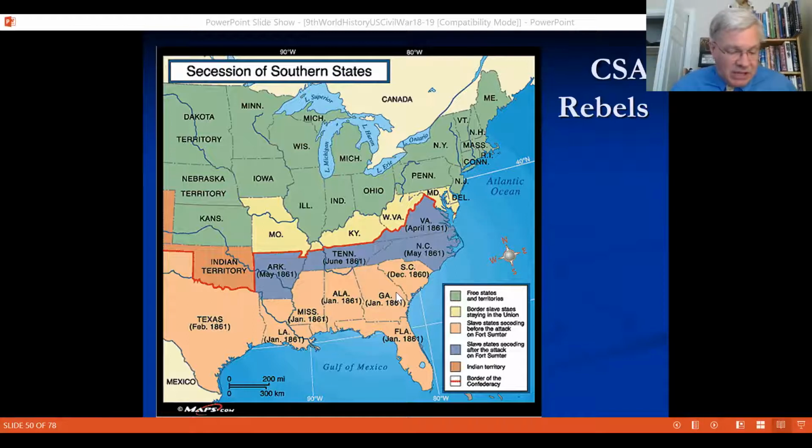And then some of the ones that came afterwards, eventually you're going to have Arkansas, and these next ones are going to come after: Tennessee, North Carolina, Virginia, Arkansas. They join after Lincoln becomes president of the United States, actually takes the oath of office.